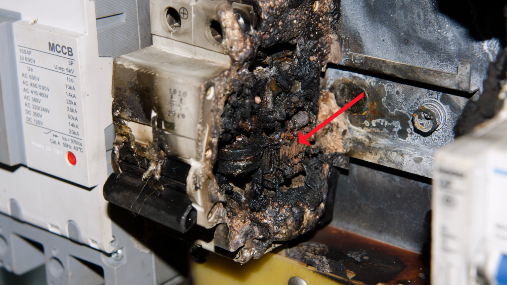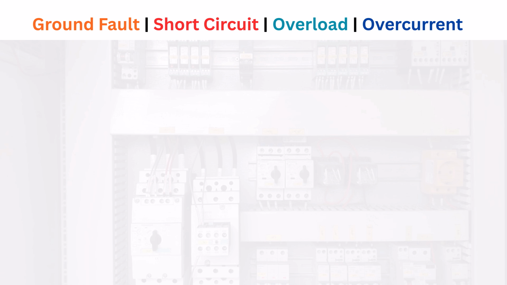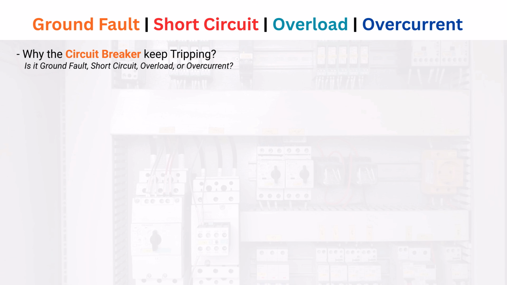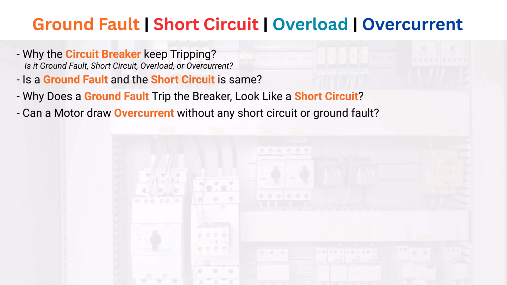Before we move into the details of ground fault, short circuit, overload, and overcurrent, let me tell you what I am trying to cover in this video. I'll explain why the circuit breaker keeps tripping. Is it ground fault, short circuit, overload, or overcurrent? If a ground fault and the short circuit are the same, then why does a ground fault trip the breaker, look like a short circuit? How can a motor draw overcurrent without any short circuit or ground fault?